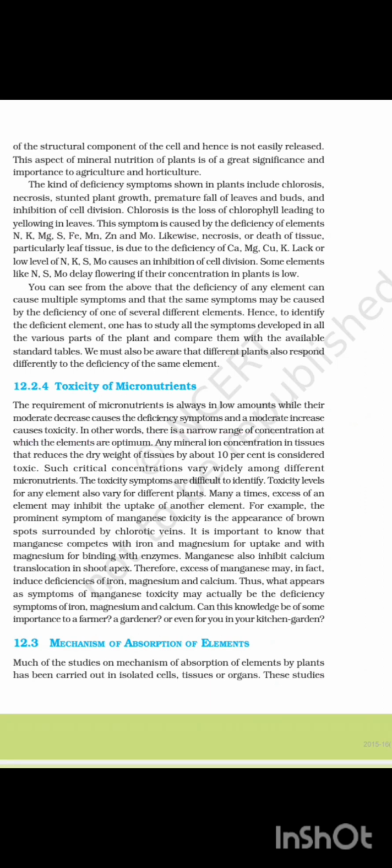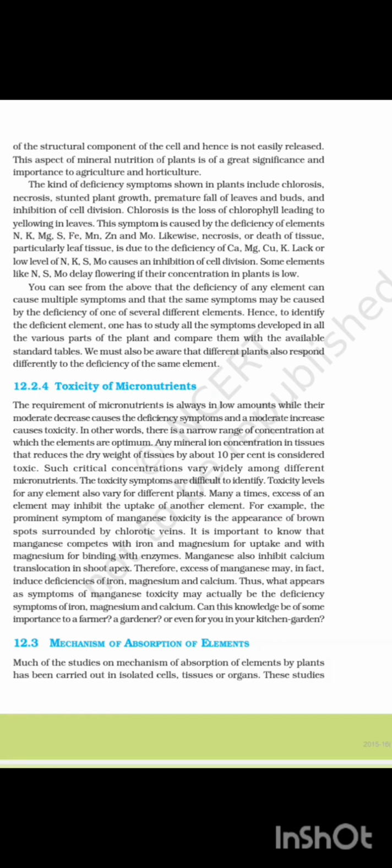In other words, there is a narrow range of concentration at which the elements are optimum. Any mineral ion concentration in tissue that reduces the dry weight of tissue by about 10% is considered toxic. Such critical concentrations vary widely among different micronutrients. The toxicity symptoms are difficult to identify. Toxicity level for any element also varies for different plants. Many a time, excess of an element may inhibit the uptake of another element.